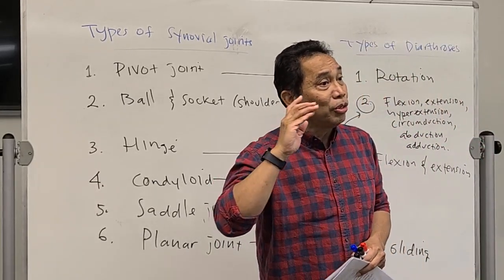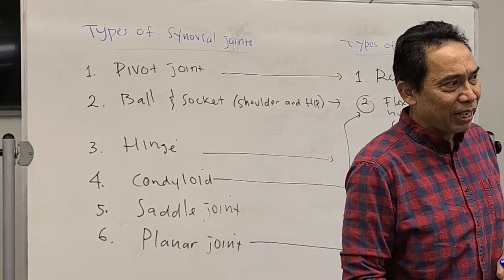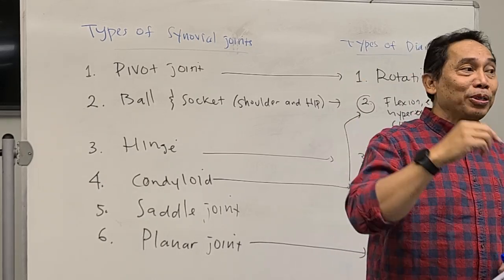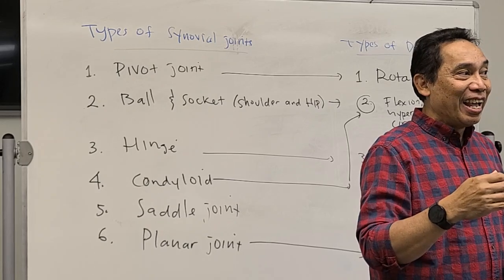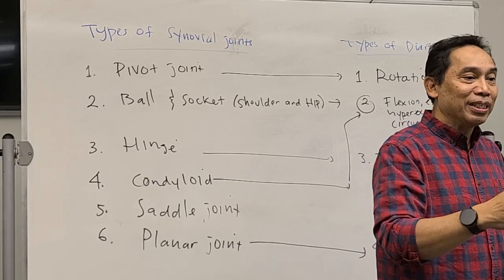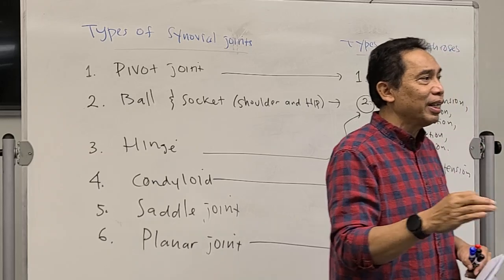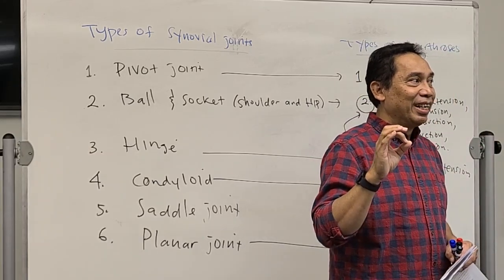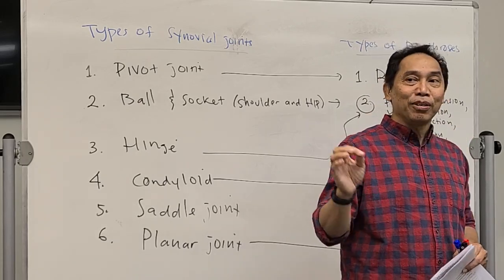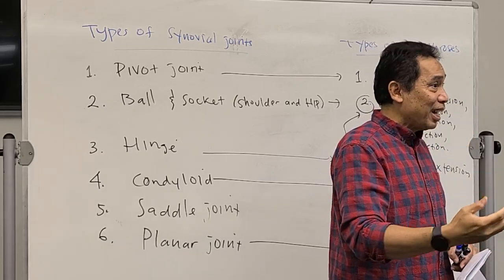We will not produce the liquid. What do you call the liquid that is produced in the synovial joint? Synovial fluid. Okay. Which structure produces the synovial fluid? Synovial membrane. The synovial membrane produces the synovial fluid. That synovial fluid carries the nutrients for the articular cartilage. You get it? So synovial fluid produced by the synovial membrane carries nutrients for articular cartilage.